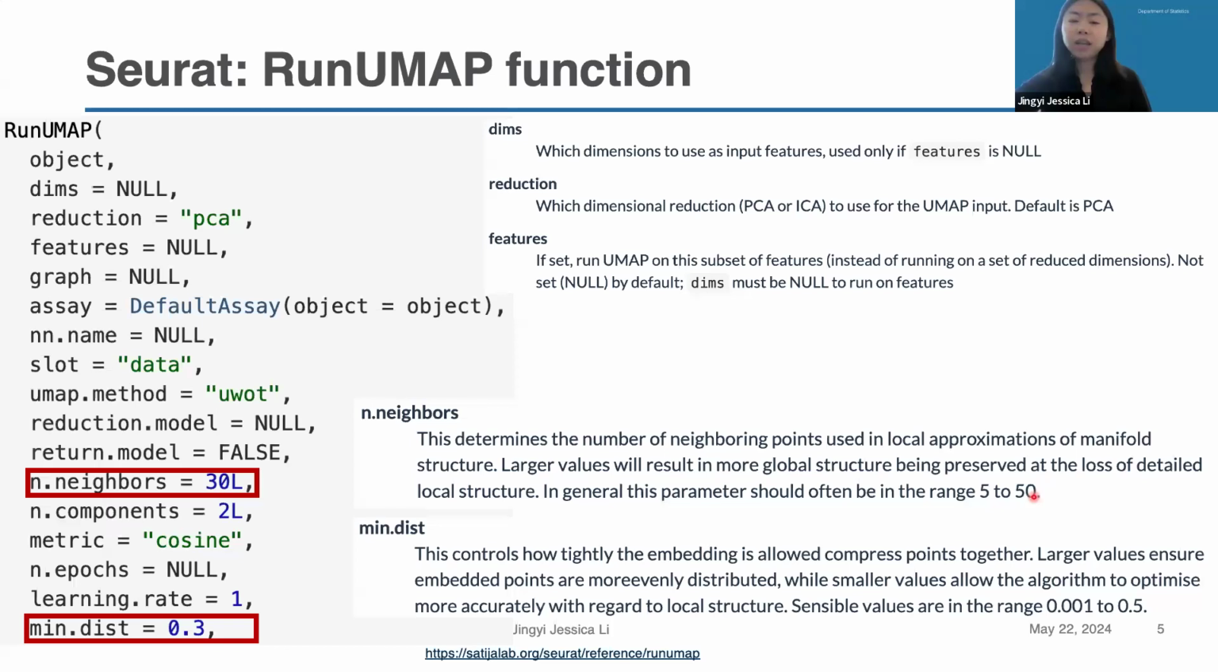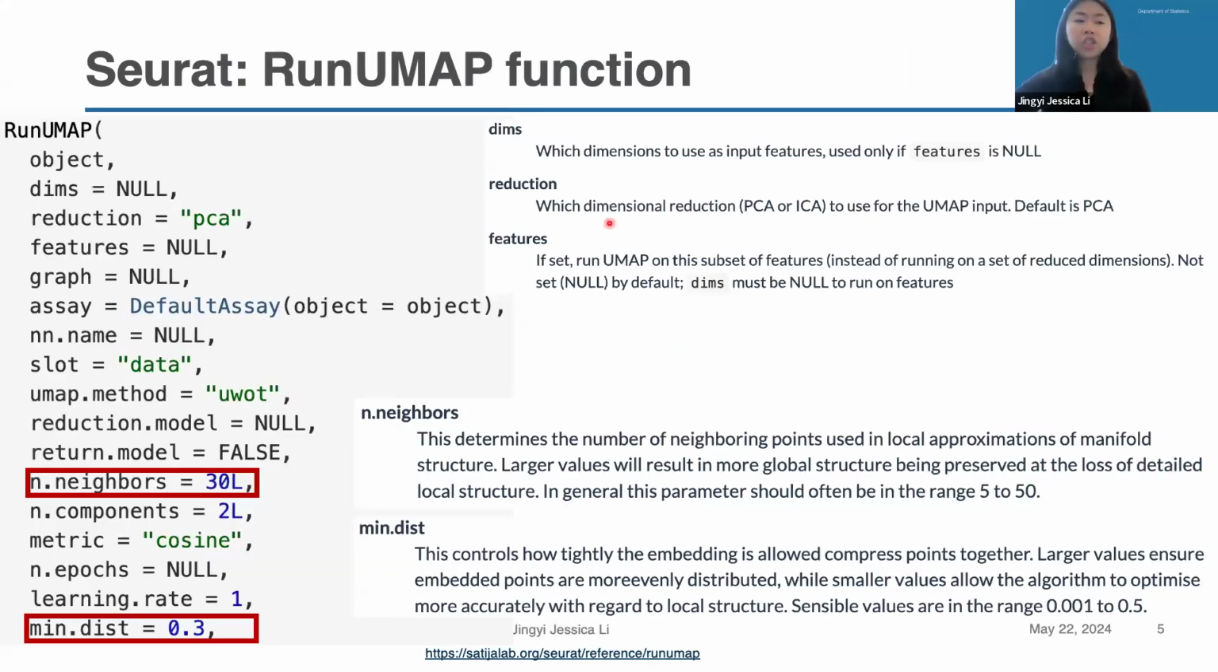min.dist controls how tightly the embedding is allowed to compress points together. Larger values ensure embedded points are more evenly distributed, while smaller values allow the algorithm to optimize more accurately with regard to local structure. Sensible values are in the range 0.001 to 0.5. So you can see these two parameters will jointly determine what this UMAP plot looks like, and it's your choice.